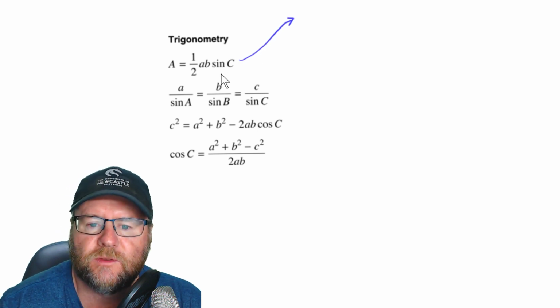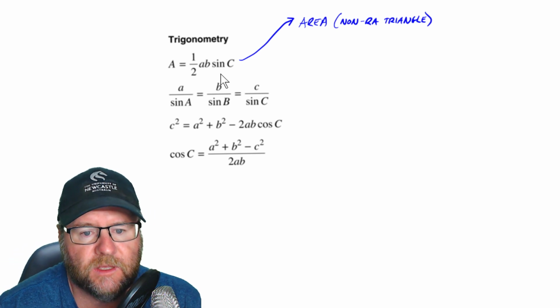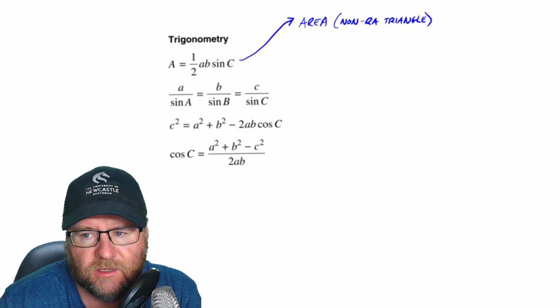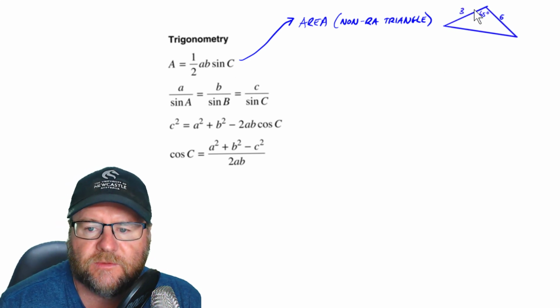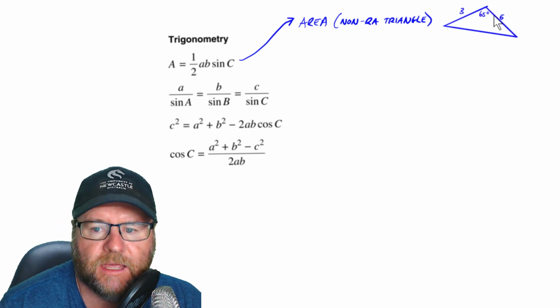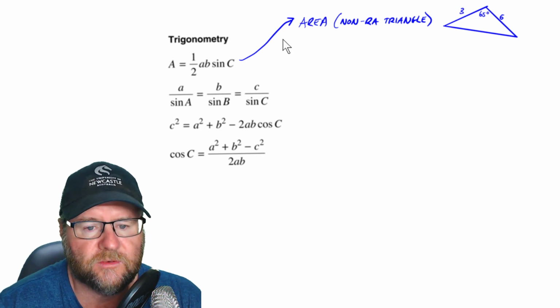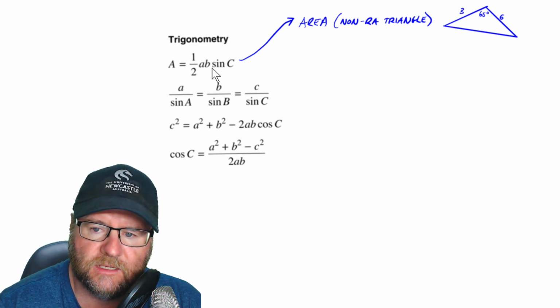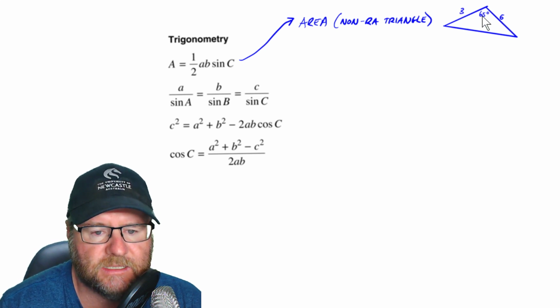This one is for the area of a non-right angled triangle. If it was a right angled triangle, then you're just going to use half times base times height. So something like this, for example, where I've got two sides and the angle between them, I can work out the area of that non-right angled triangle by applying this formula. This could be my A, this could be my B, and this would be my sine C.